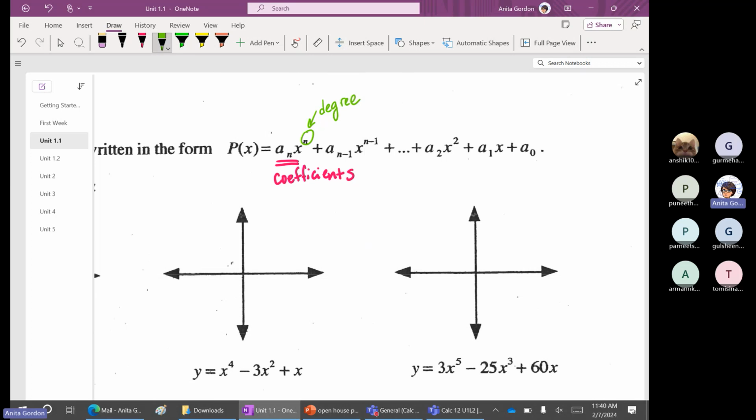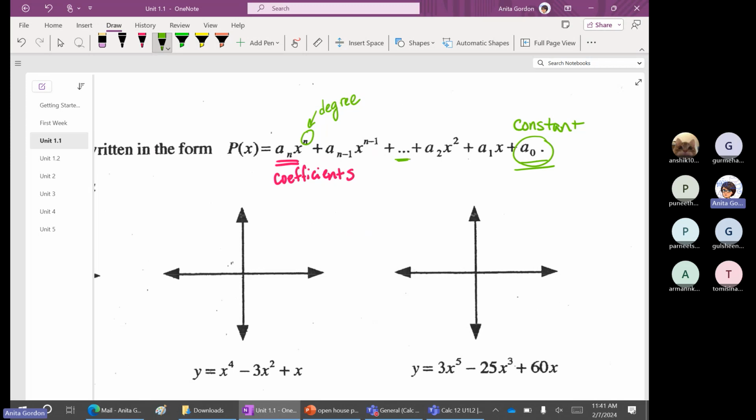So n is a placeholder. If n is 2, then we have degree 2. That means we have 2 coefficients, the first one and the second one as we go forward. What does subscript mean? It's a placeholder. So this tells you how many coefficients you have. A sub 0 we refer to as, not the coefficient, the constant. The last term that does not have any x's with it is the constant. It's just filling in the blank.